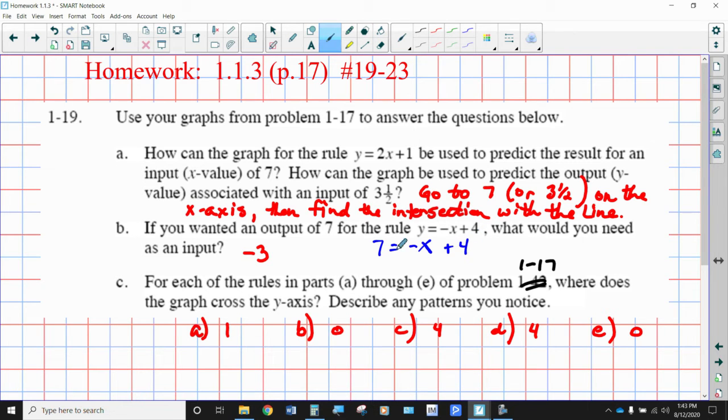Okay, so we would take away 4 from each side, so this would be 3 is equal to the opposite of x. So the opposite of x is 3, which means x has to be equal to -3.